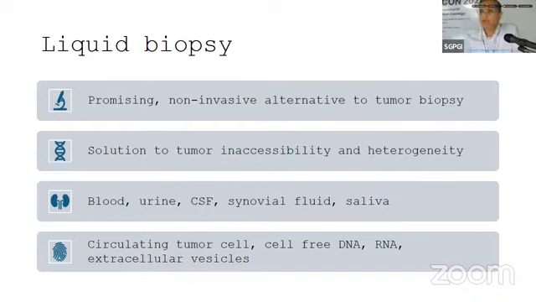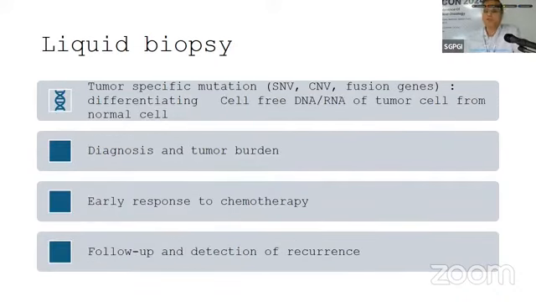Then we can differentiate whether it is a tumor cell or a normal cell based upon the particular markers present in these tumors and tumor-specific mutations. If a tumor-specific mutation is there, we know that it is a tumor cell, not a normal cell. Then it can be diagnosed. Another aspect is, you have diagnosed the tumor and started the treatment. Now you want to look for the early response. Doing a repeated biopsy of the tumor may not be feasible.